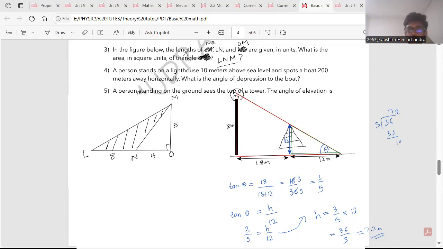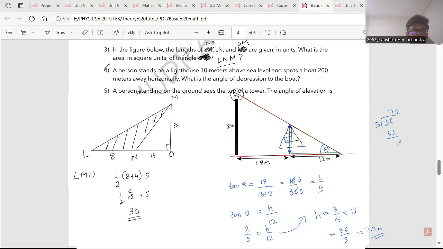Yes. All of you have sent the correct answer. Ah, it's not 52. So you can find the area of the big triangle LMO, big one, right? That would be half the base into height. Half 8 plus 4 into 5. That is half 12 into 5. That's 6 into 5, 30.